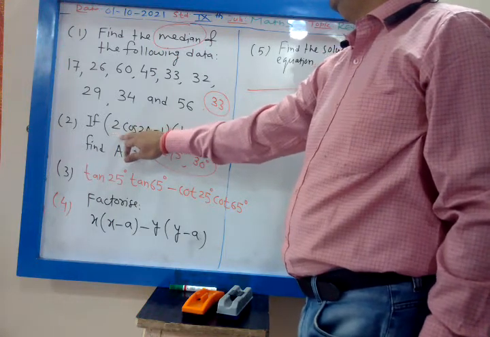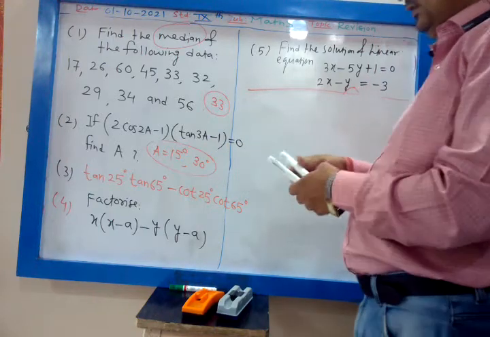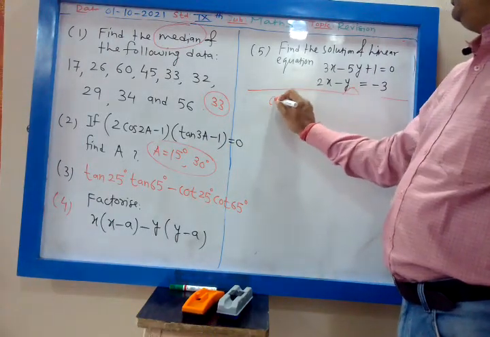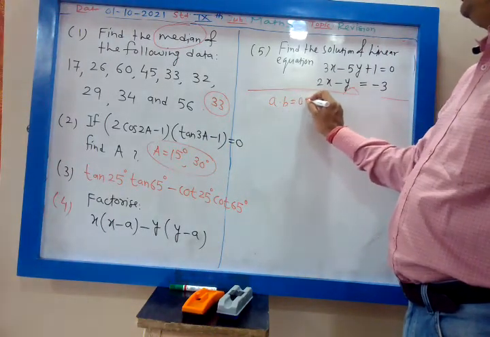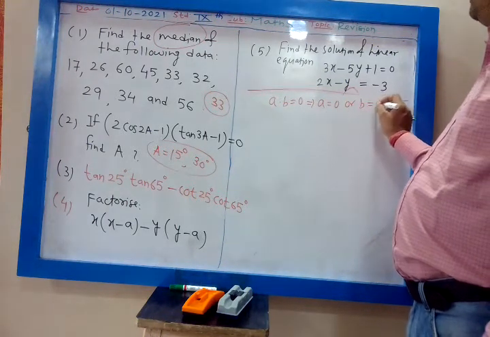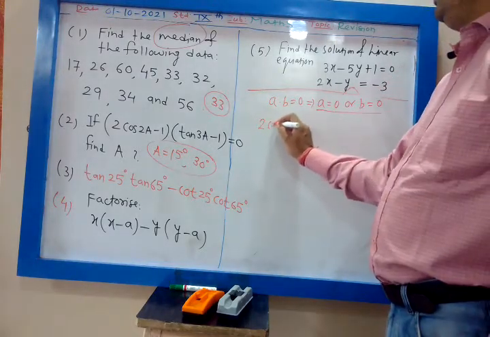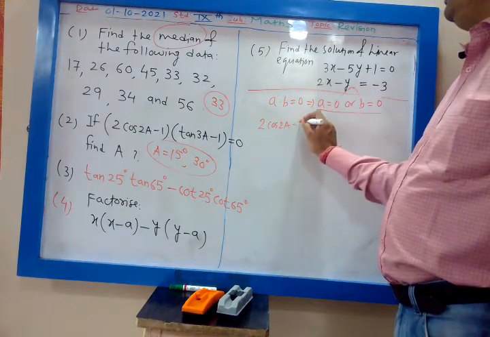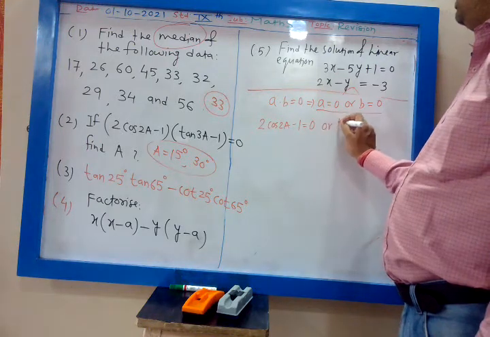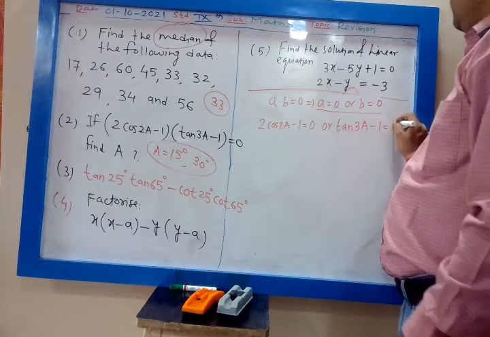Which logic you have applied? A dot B is 0. This logic we have applied. A dot B is 0 gives you either A is 0 or B is 0. So multiplication of these two is 0 means either 2 cos 2A minus 1 is 0, or tan 3A minus 1 is 0.